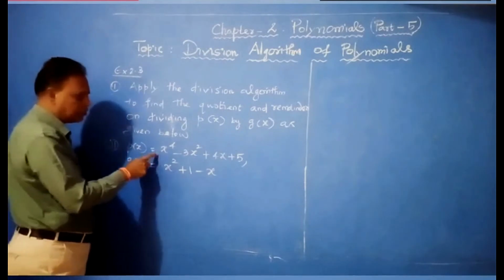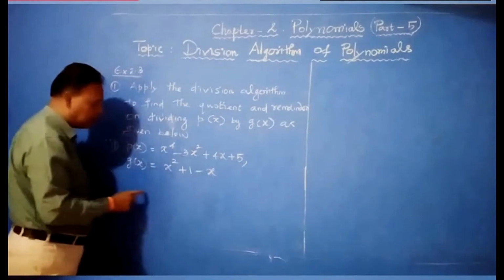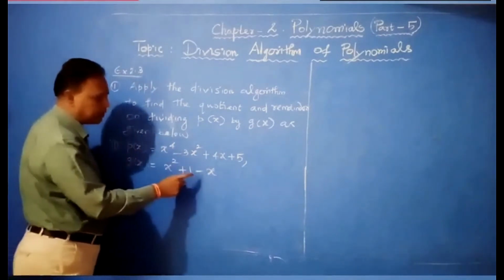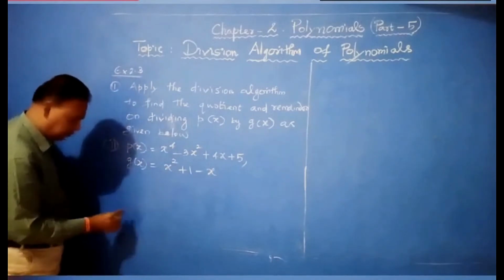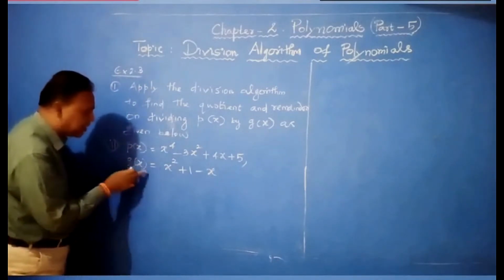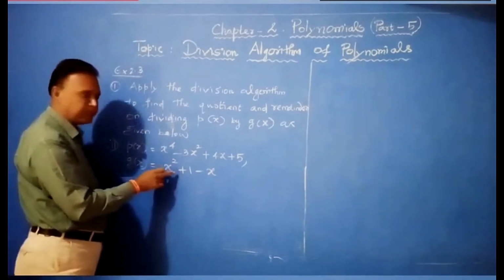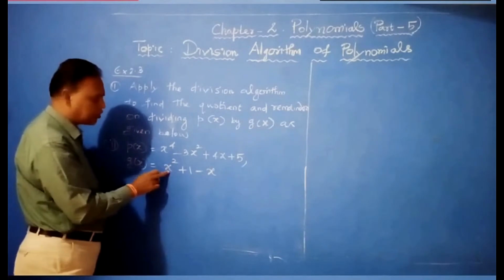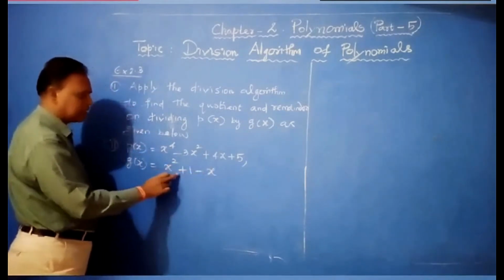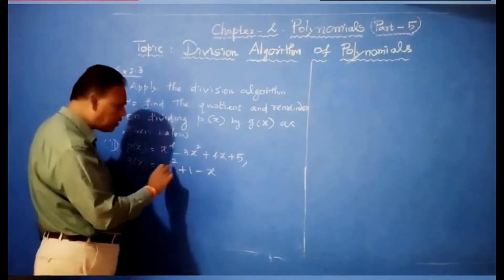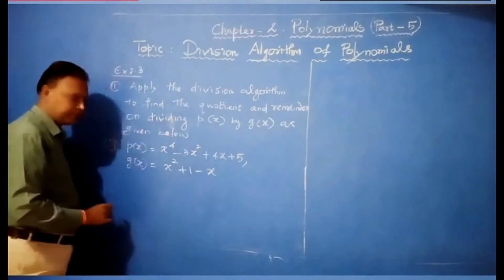p of x is equal to x power 4 minus 3x squared plus 4x plus 5. g of x equal to x squared plus 1 minus x. Okay. Now you have to see this second polynomial is not in the standard form. First you have to write in the standard form. Clear? So here x squared minus x plus 1. Write in the standard form. That is, first write x squared term, then x term, then constant term.